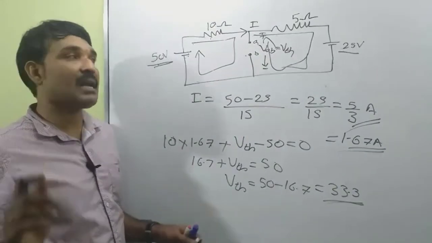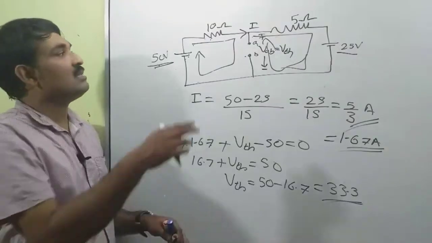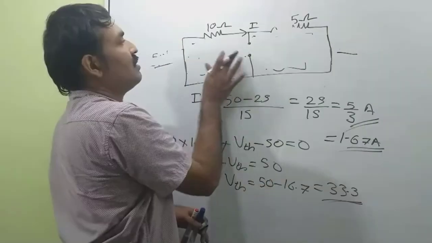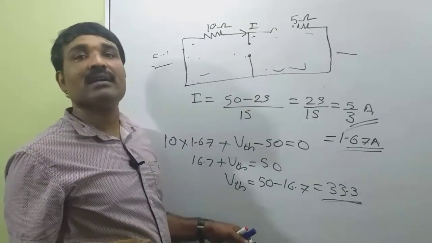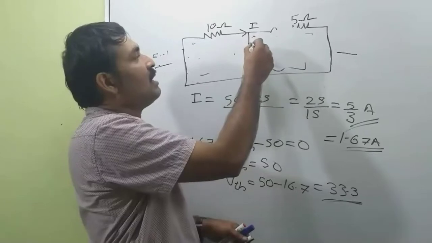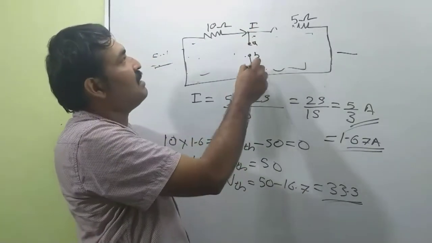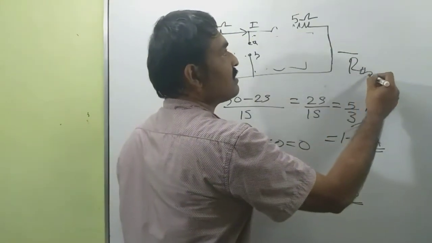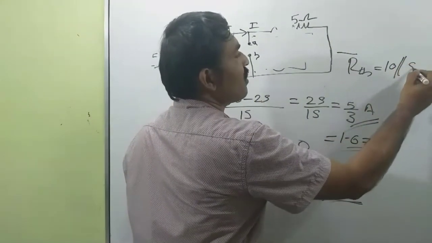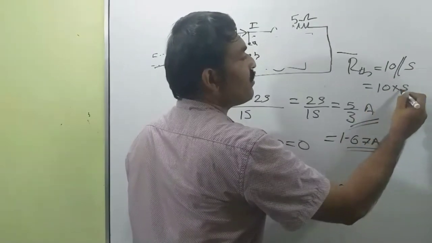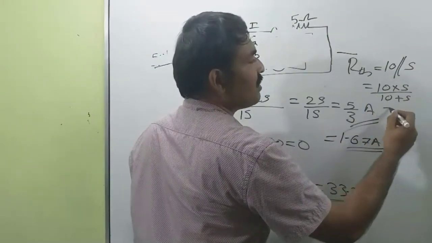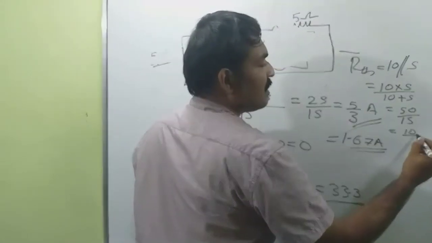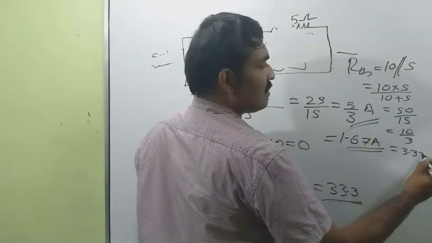Now we want to find RTH. For finding RTH, what you have to do is, we short circuit this 50 volt and 25 volt. Now find the equivalent resistance with respect to terminals A and B. With respect to terminals A and B, this 10 ohm and 5 ohm are in parallel. Therefore, RTH is equal to 10 parallel 5, that is 10 into 5 divided by 10 plus 5, that is 50 divided by 15, that is 10 divided by 3, which is 3.333 ohm.